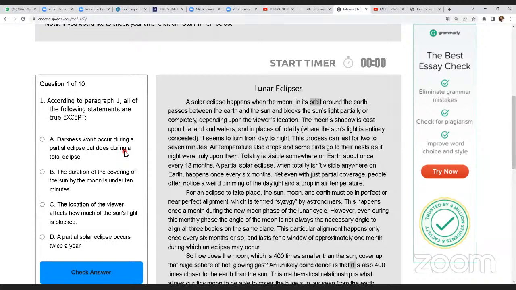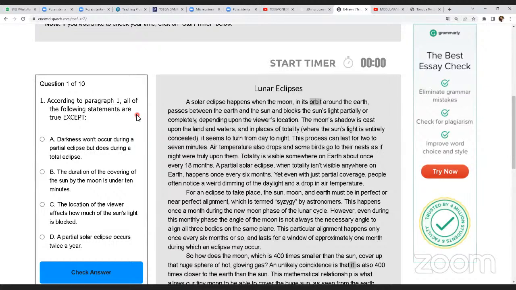All right. So we have two questions. We're going to do it fast, right? According to paragraph 1, all of the following statements are true, except: A, darkness won't occur during a partial eclipse, but does during a total eclipse. B, the duration of the covering of the sun by the moon is under 10 minutes. C, the location of the viewer affects how much of the sun's light is blocked. D, a partial solar eclipse occurs twice a year. What do you think?